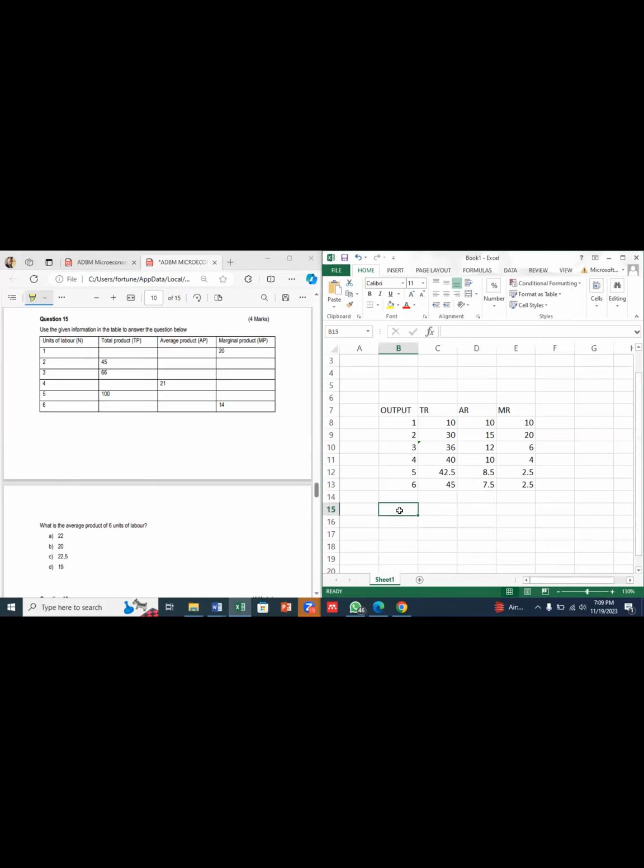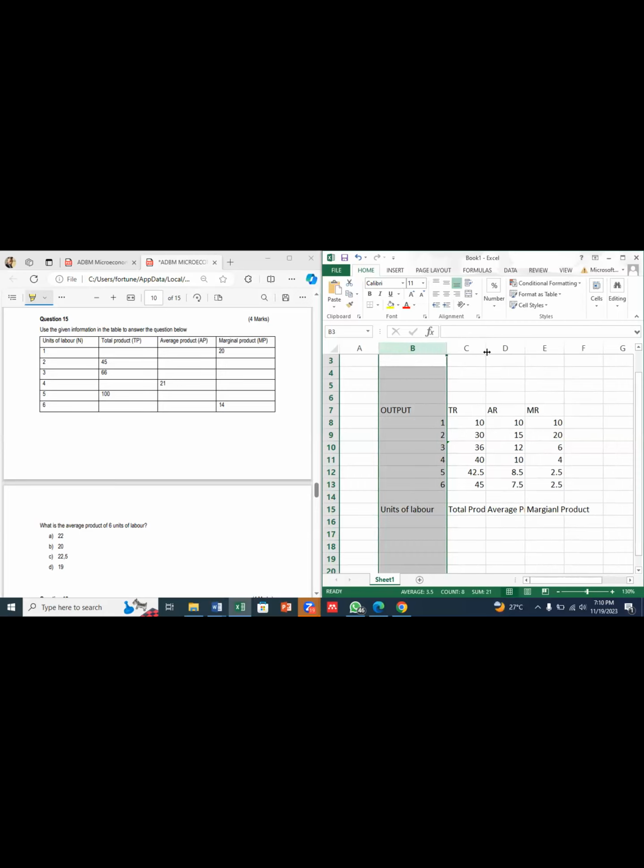The next one is talking about the units of labor. So we have units of labor. We have the total product. We have the average product. Then we have the marginal product. I believe with calculations, this is where you are supposed to be getting your full marks, because this is just technical.